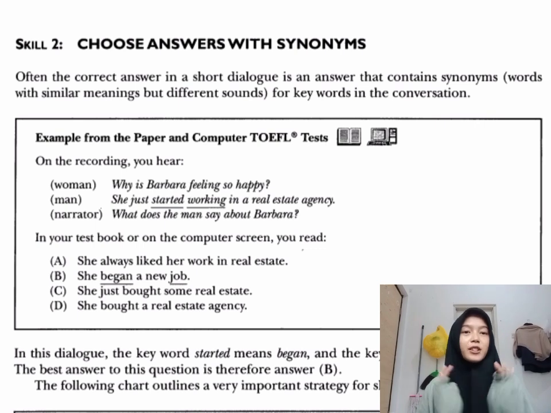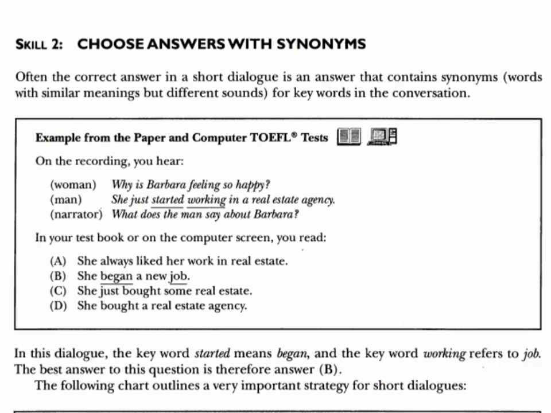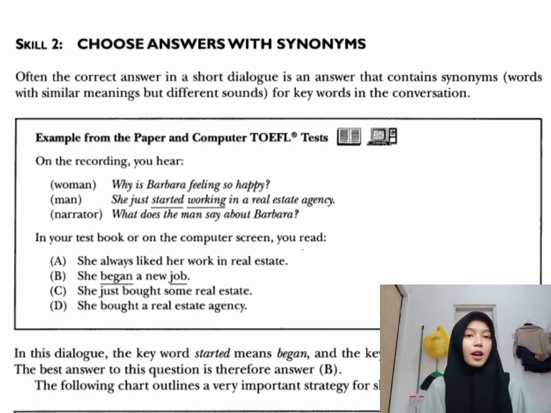Hello, this is Zidni, and now it's my turn to explain the second skill, which is choose answers with synonyms. But before we go to the example, I'd like to tell you guys what synonyms mean. Synonyms are words with similar meanings but different sounds.